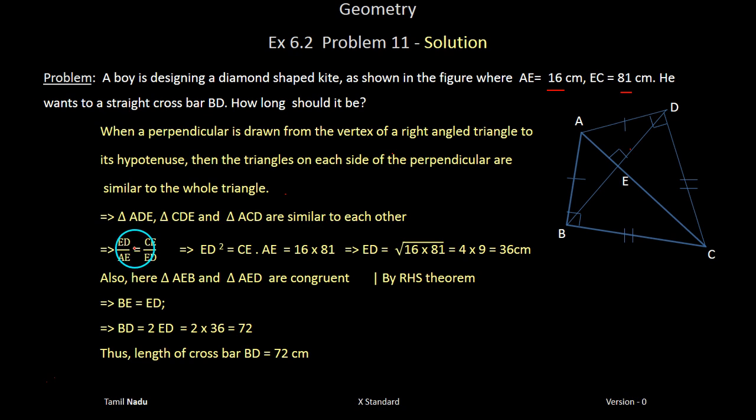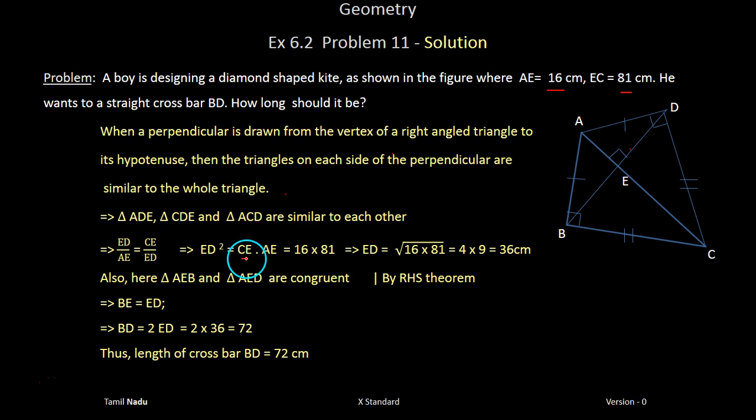So this is how you have to find the corresponding sides. Actually, you have to use angles or sides to find the corresponding sides. It's very important. If not, you will be comparing wrong sides. So ED by AE equals CE by ED. Now what will happen if you cross multiply? You will get ED square equal to CE into AE.